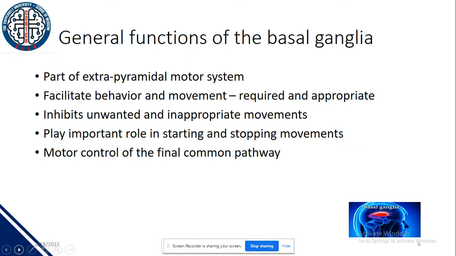The last and not the least function is that of motor control, or the final command pathway, as we will see.